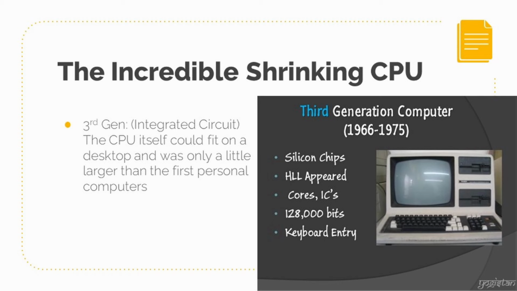With the advent of integrated circuits, the size of the central processing unit, CPU, itself shrank significantly. Instead of occupying multiple cabinets or even an entire room, the CPU could now fit on a single chip, often referred to as a microprocessor. These early microprocessors were indeed small enough to fit on a desktop and were only slightly larger than the first personal computers.